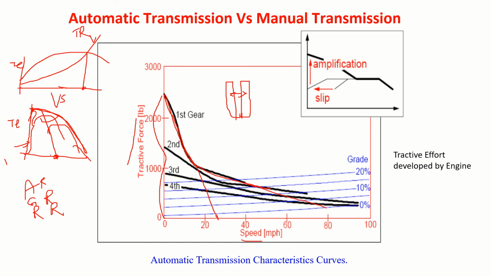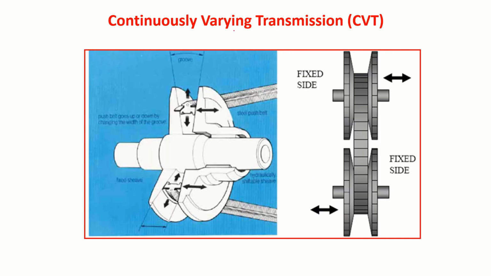But it is not like this. The vehicle will not completely stall in this case. Definitely there is going to be a slip. There is a difference that you can find in an automatic transmission system compared to a manual transmission system.